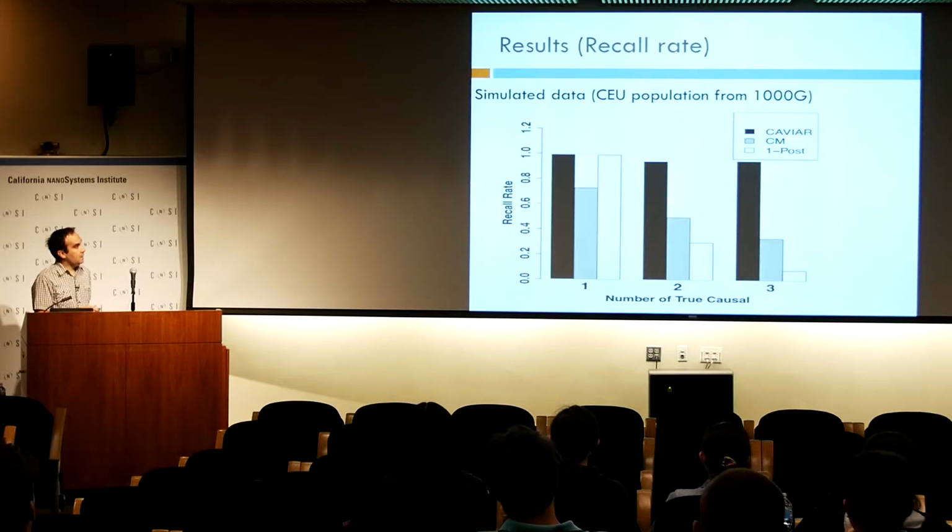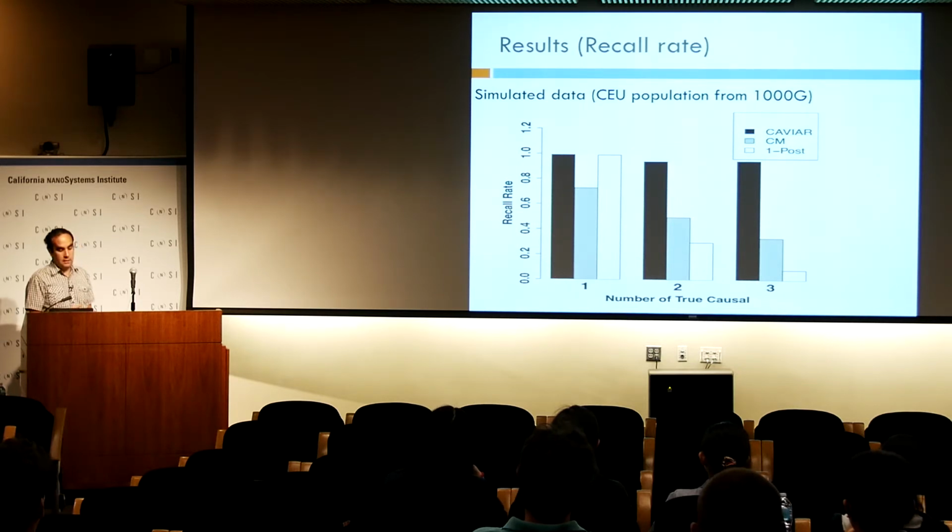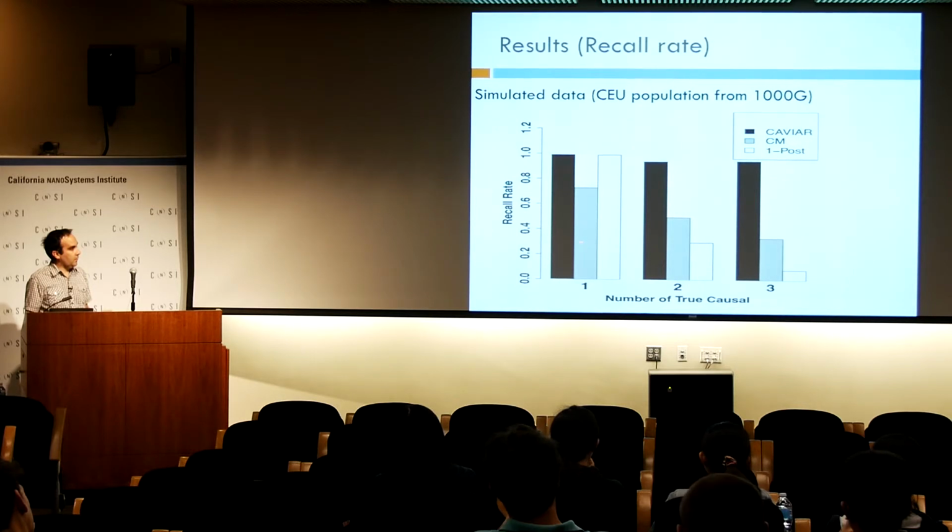Here is simulated data showing the recall rate: how often, within our set, we capture the causal variant. The same region was simulated with 1, 2, and 3 causal variants, and we can see that CAVIAR pretty much has a recall rate very close to rho, which is what we expect. The conditional method breaks down pretty quickly with more than one variant.